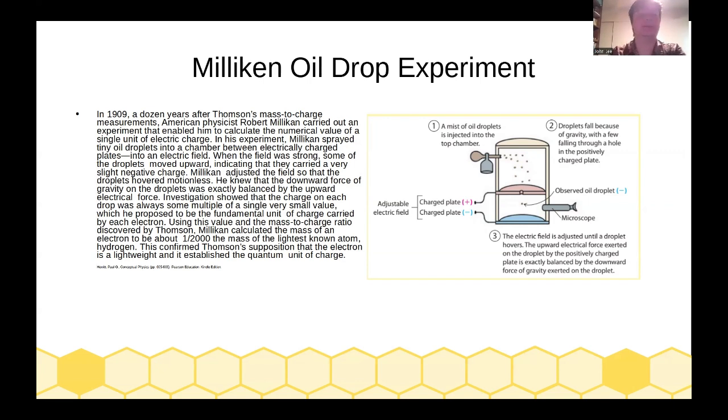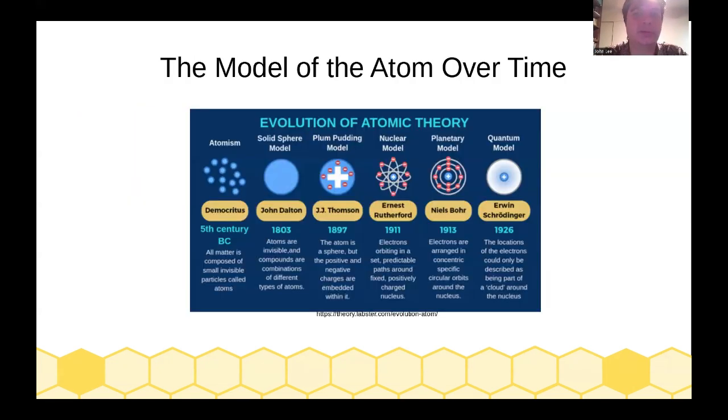This confirmed Thomson's supposition that the electron is a lightweight particle, and it established the quantum unit of charge. Through this, we were able to come up with new atomic models. We've gone over the model of the atom over time in previous classes. So right now, I'm just going to focus on Niels Bohr's 1913 planetary model and Erwin Schrödinger's 1926 quantum model.